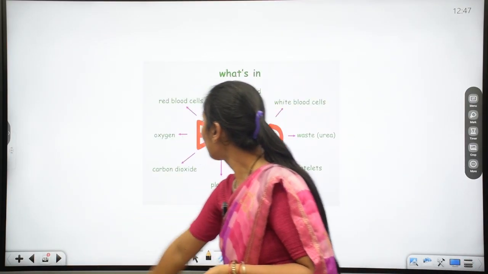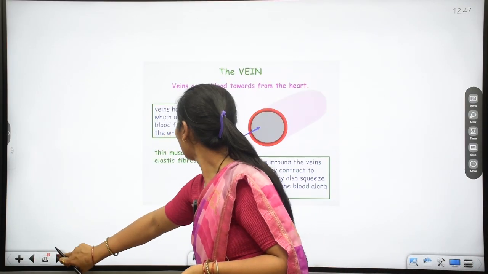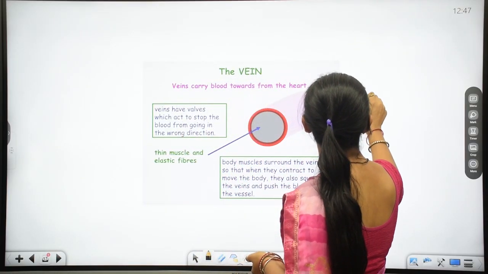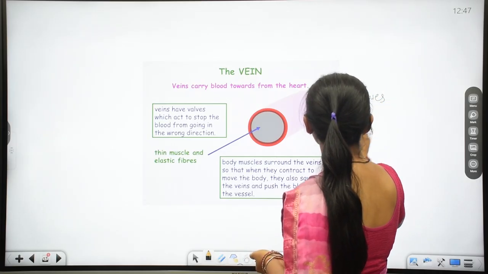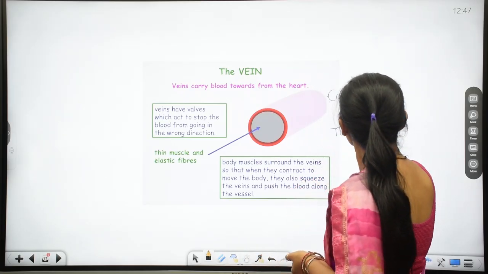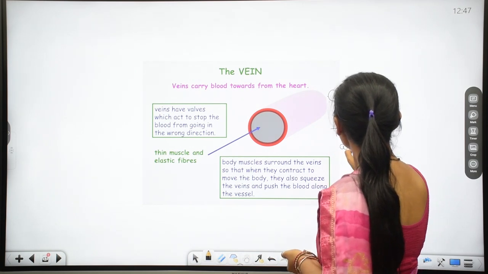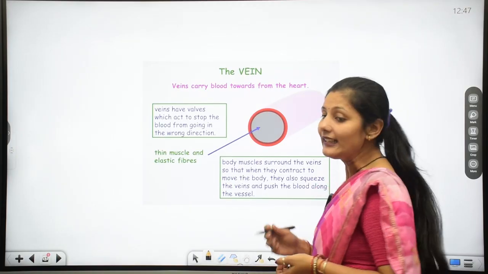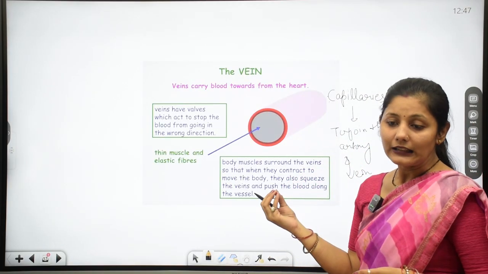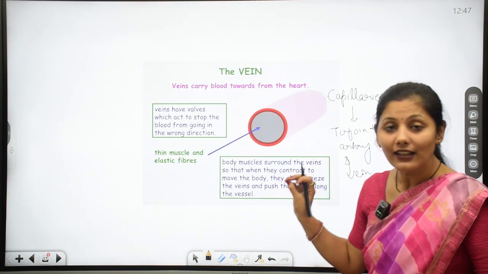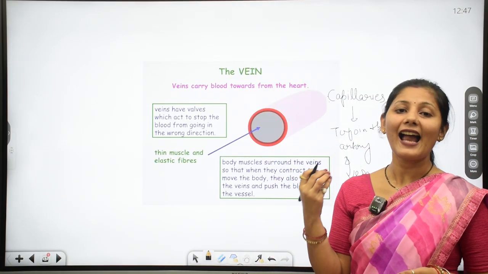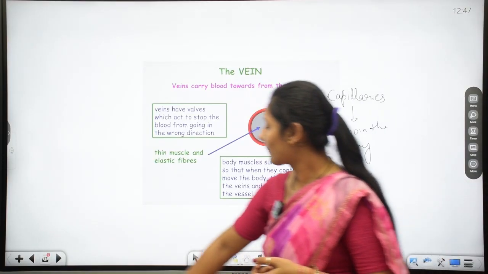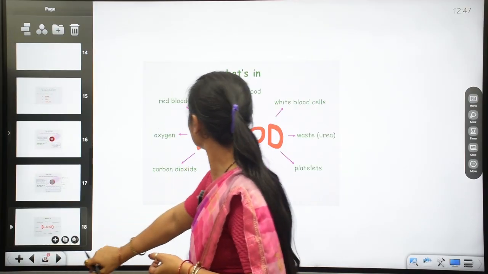So the last one is the capillaries. Capillaries are responsible for joining the artery and vein. These are very thin blood vessels which join the artery and the vein, and they are responsible for transferring the nutrients and oxygen, as well as removing the waste material, which is known as carbon dioxide.